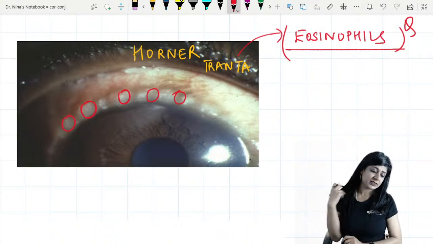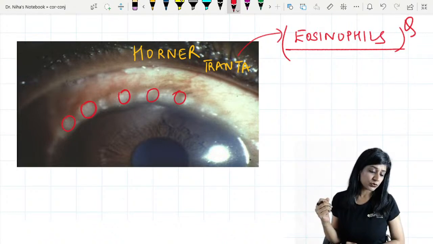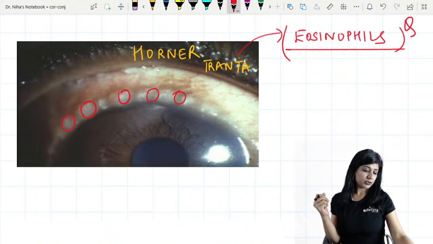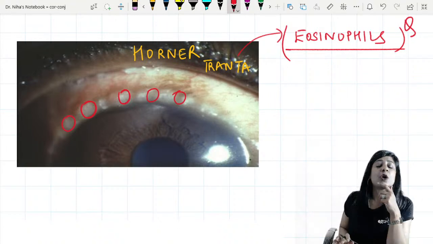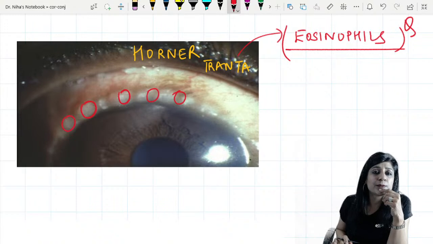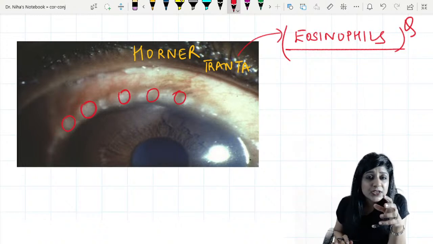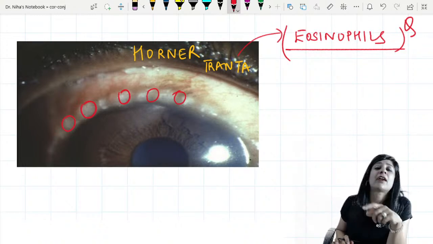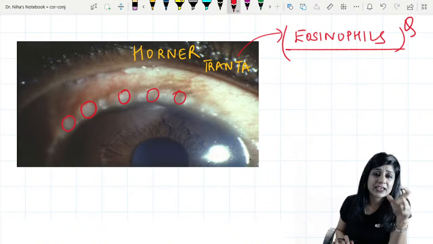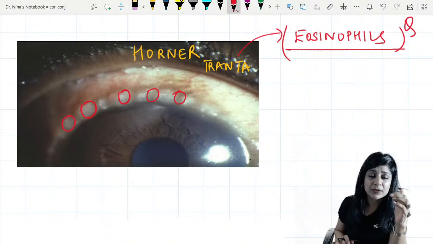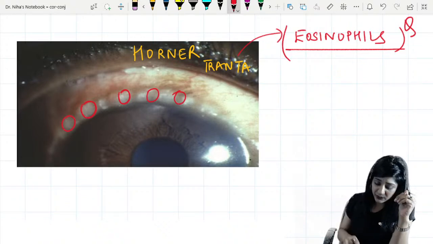Pebblestone appearance, it's a cobblestone appearance. Here it says, I think it was a typo error. How these Horner-Trantas spots are different from your Herbert pits? Herbert pits were found below the limbus, they were darkish in color, blackish in color, they were in trachoma, while here you are having grayish white and you are having above the limbus, and these are found in the spring catarrh or the vernal keratoconjunctivitis.